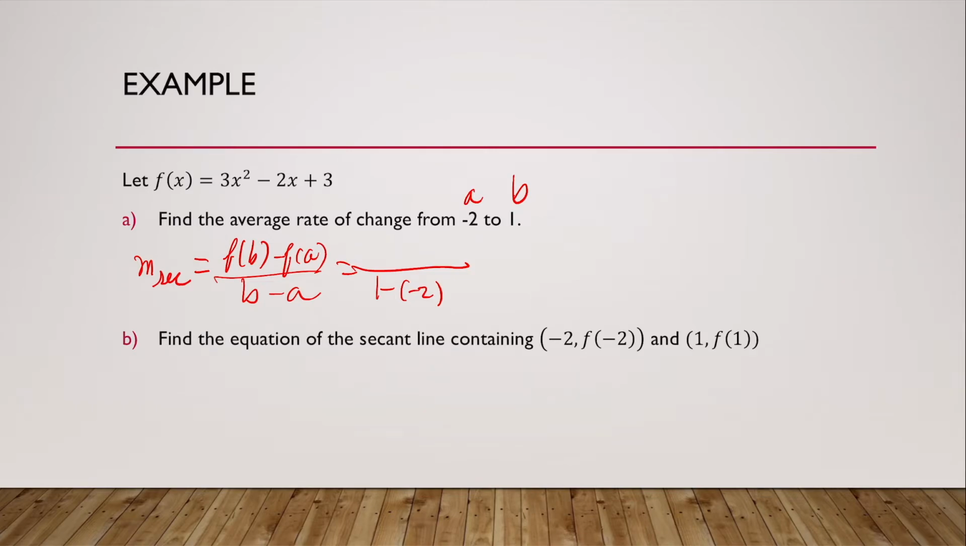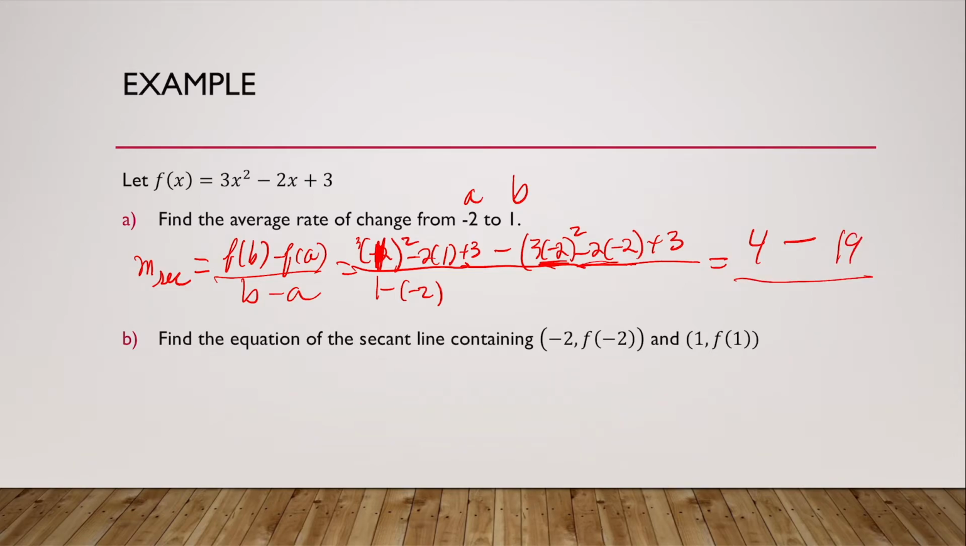Then I have 3 times 1 squared minus 2 times 1 plus 3, minus 3 times -2 squared minus 2 times -2 plus 3. That's going to give me 3 times 1 squared is 3, minus 2 is 1, plus 3 is 4. 3 times -2 squared, that's 3 times 4, which is 12. 12 plus 4 is 16, plus 3 is 19, all over 3. So I get a slope of -15 over 3, which is -5. So I have a negative slope.